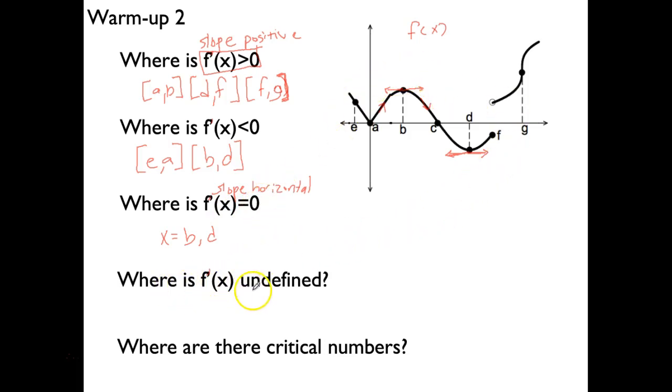Where is f prime undefined? That's going to be talking about when is there no slope, or when is the slope undefined. Let's walk through here. You have a negative slope, and it immediately switches to a positive slope. So right here at A, if I was to ask you what is the slope, you don't know if I'm talking about the slope on the left or the slope on the right. The slope's undefined right here. You don't know what the slope is. So when is the slope undefined? At A. See if there's anywhere else. Positive slopes, a 0 slope.